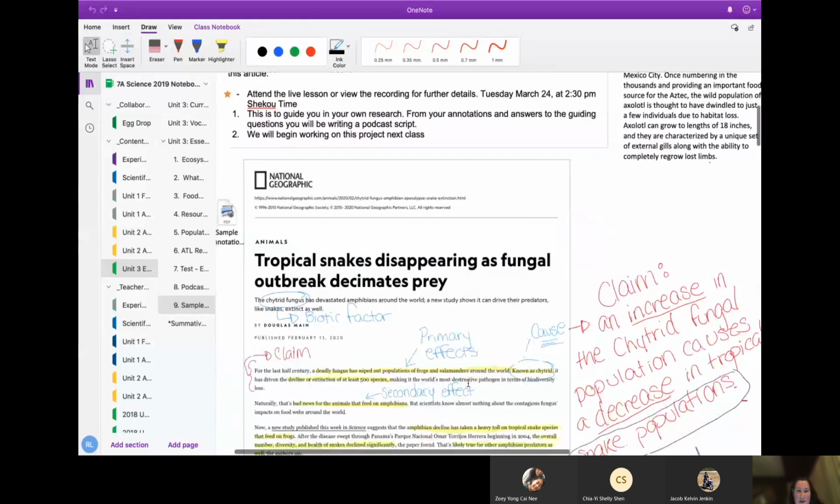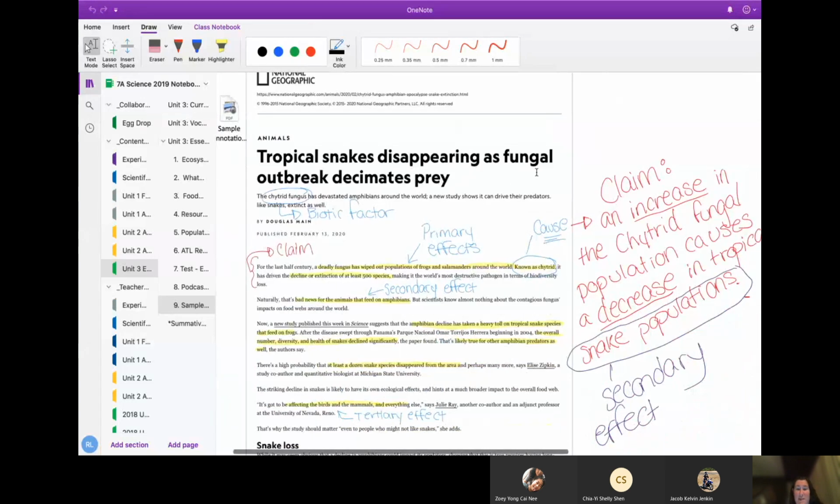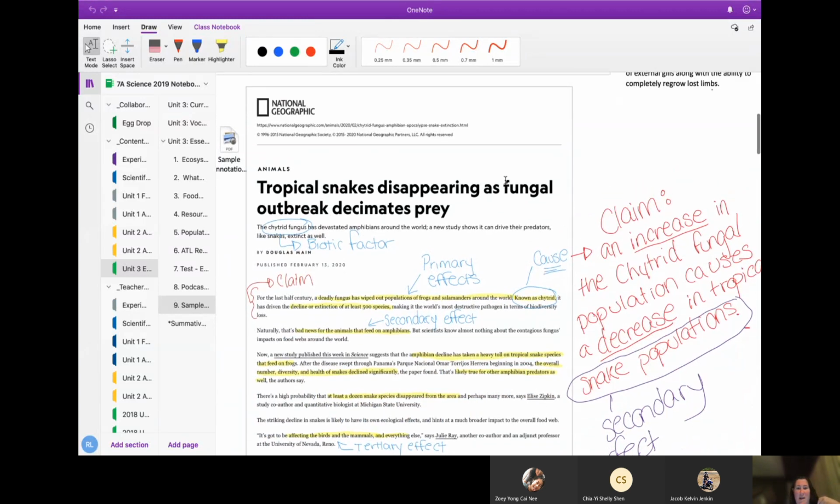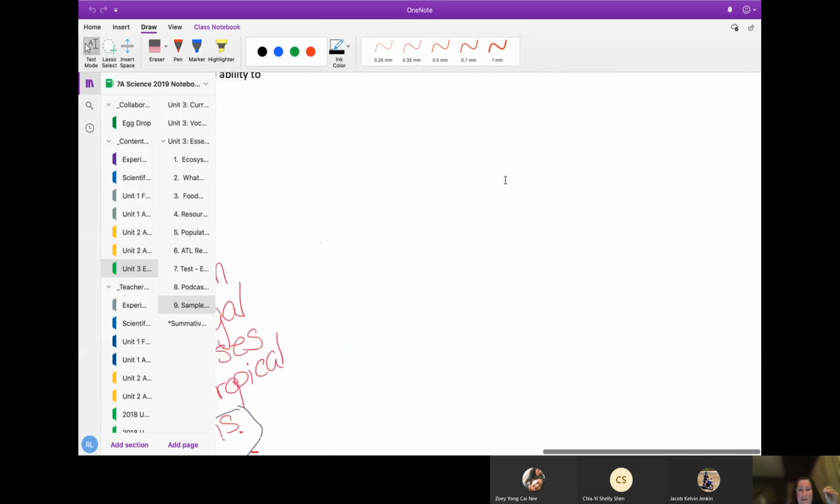Okay, so the article that you read last time was about tropical snakes disappearing because of a fungal outbreak. And I'm just going to zoom over to some blank space here so I can write, and hopefully this will work. The point of what we're doing today is going through and modeling the steps that you would be doing to create your own podcast.